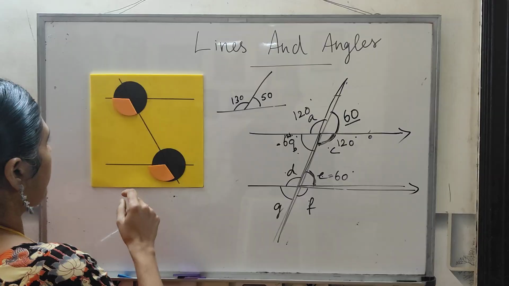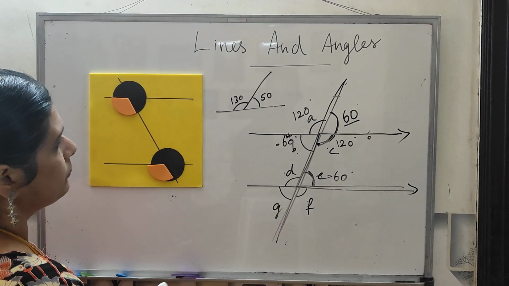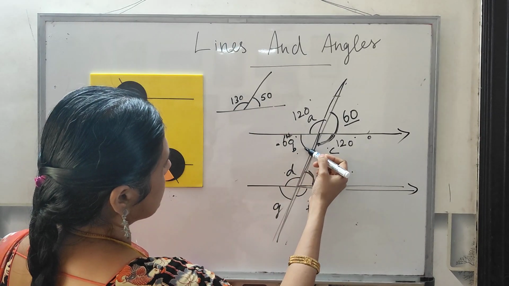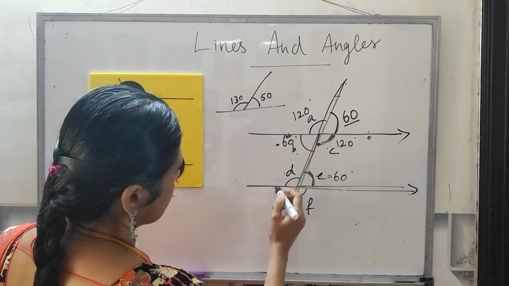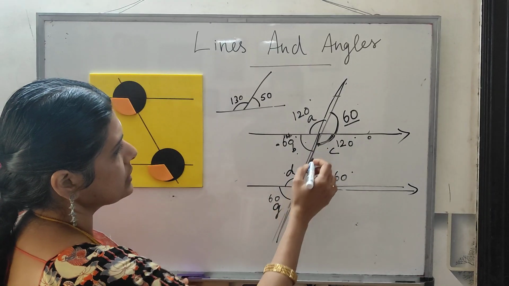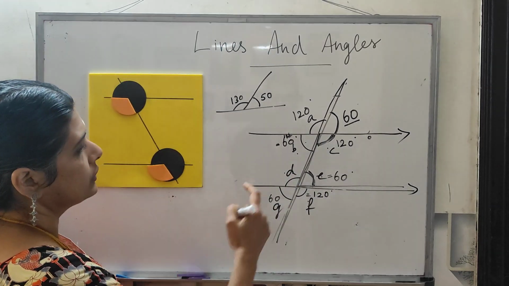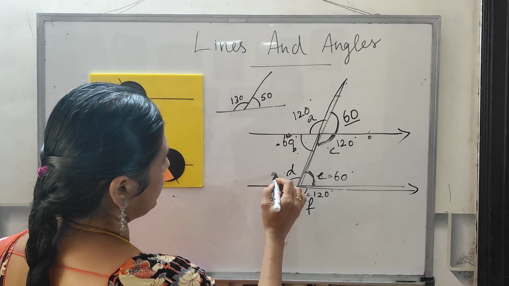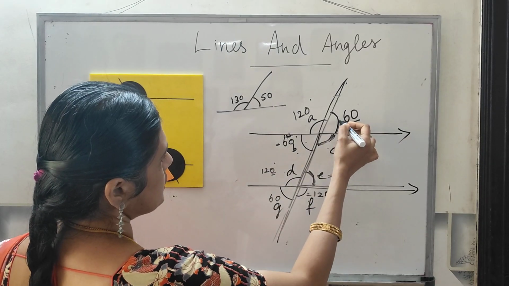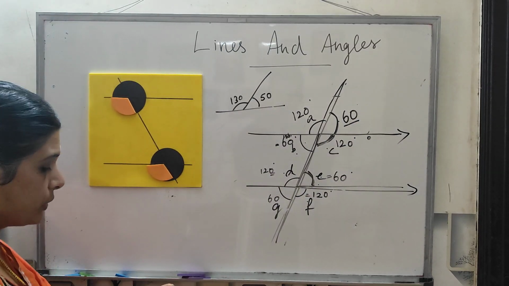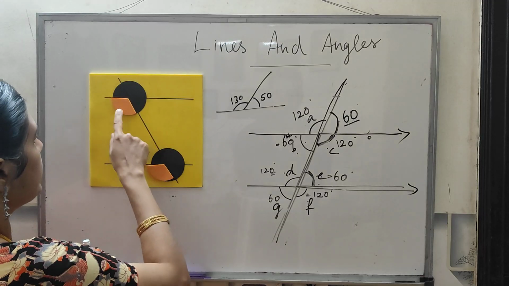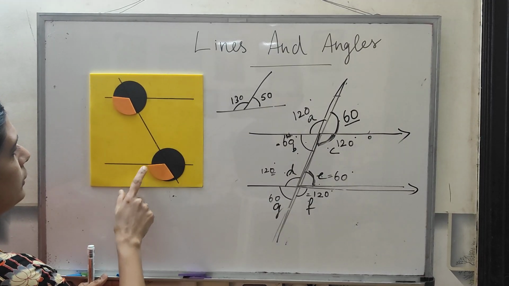Okay. So, corresponding angles are equal means, see here, this is 60 degrees, right? This also 60 degrees then. This is 120 degrees, this also 120 degrees then. This is 120 degrees, this also what? 120 degrees. This 60 degrees, this also 60 degrees. I got it. Corresponding angles are equal. In this way, you can form it.